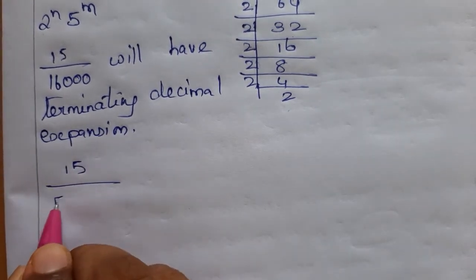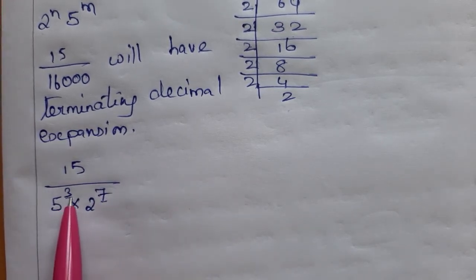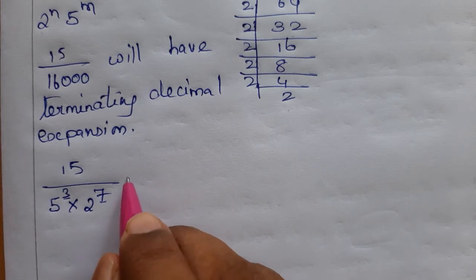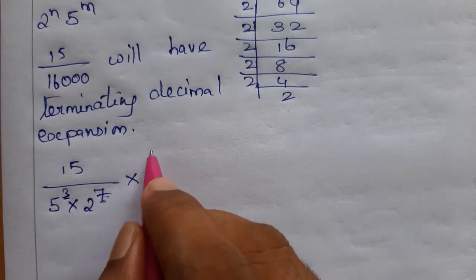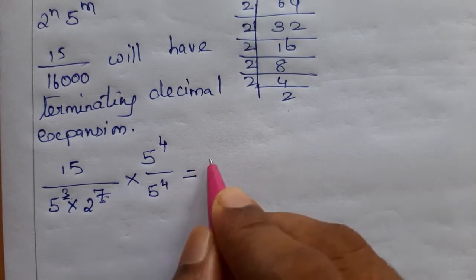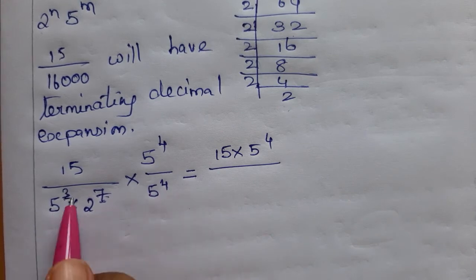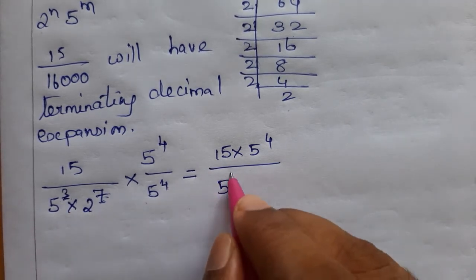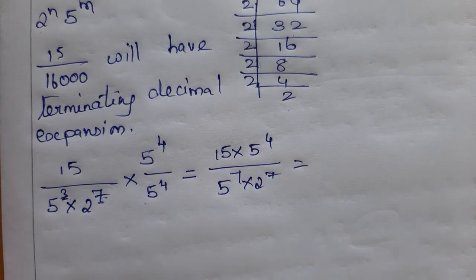So 15 by 5 power 3 into 2 power 7. If the power of 5 becomes 7 here, then we will get the decimal value easily, right? Here 3 is already there, so how much is the difference? 4. So we will multiply by 5 power 4 by 5 power 4. So it is 15 into 5 power 4 divided by, we can add the exponents if the bases are the same, 5 power 4 plus 3 is 5 power 7, into 2 power 7.